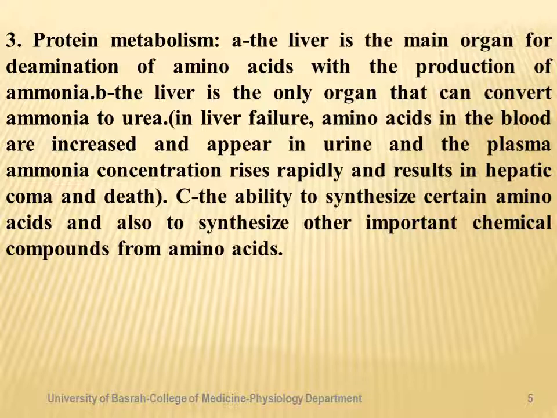Regarding protein metabolism, the liver is the main organ for the deamination of amino acids with the production of ammonia, and the liver is the only organ that can convert ammonia to urea. Therefore, in liver failure, amino acids in the blood will increase and appear in the urine, and the plasma ammonia concentration rises rapidly and results in hepatic coma and death.